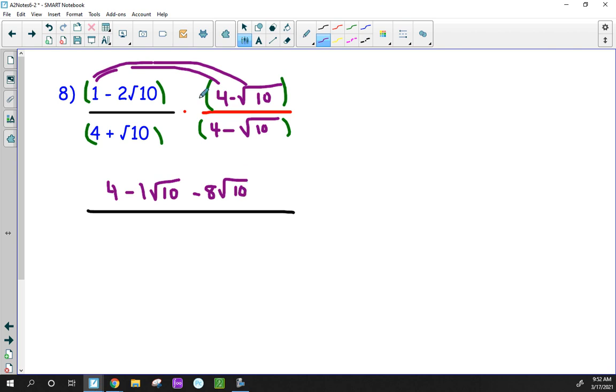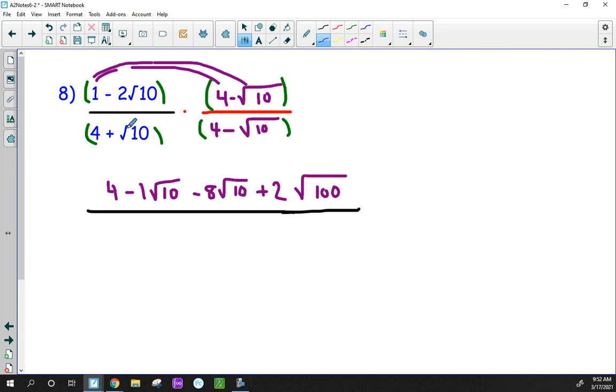And last would be negative 2 radical 10 times negative radical 10. Negative 2 times negative 1 is a positive 2. Please be careful on signs. Square root of 10 times the square root of 10 is the square root of 100. Multiplying radicals, you multiply numbers in front, and then you multiply the numbers underneath.